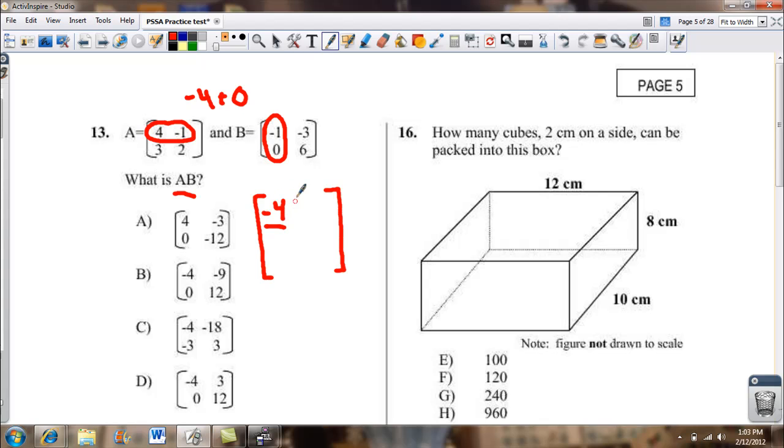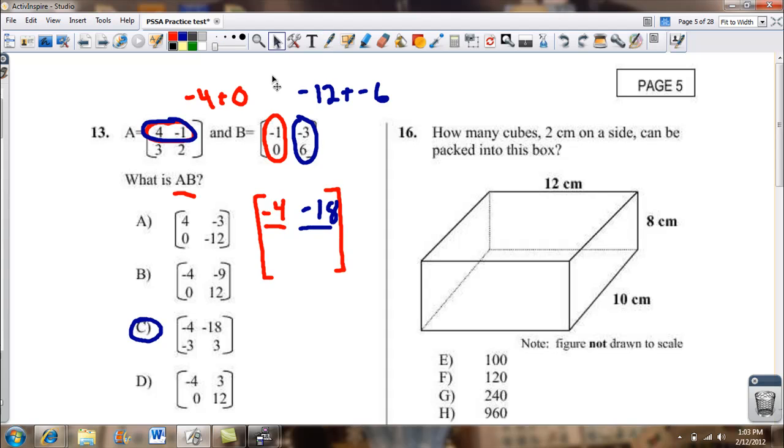we get -4. The second entry located in the first row, second column, requires that we use, once again, the first row of the first matrix and the second column of the second matrix. 4 times -3 is -12, plus -1 times 6 is -6. The sum is -18. And just from this, we can see that my answer has to be C.